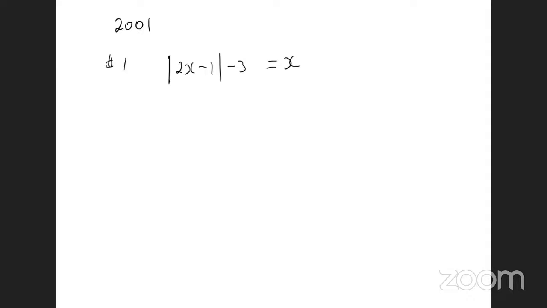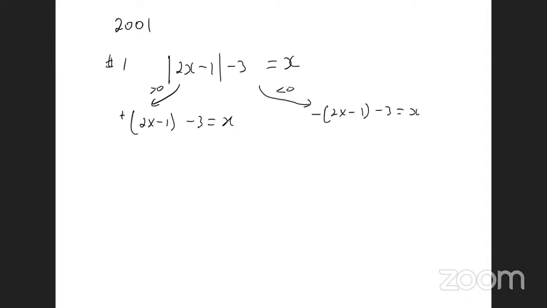So with the positive, when it's more than 0, it's 2x minus 1 minus 3. When it's less than 0, minus 2x minus 1. Okay, and then you work it out. X is 4. Next one, minus 2x plus 1. So minus 3x is equal to minus.